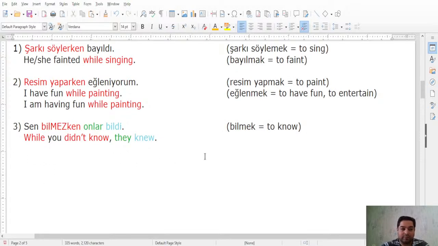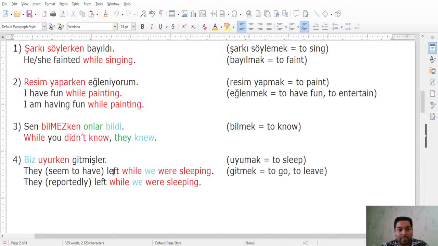Let's look at the fourth example. So these three examples, by the way, are the present tense. The first one is the present tense. Söylerken is the present tense. Second one is the present tense. Yaparken is the present tense, and bilmezken is still present tense but negative. That's the only difference. Let's look at another example where it's not the present tense.